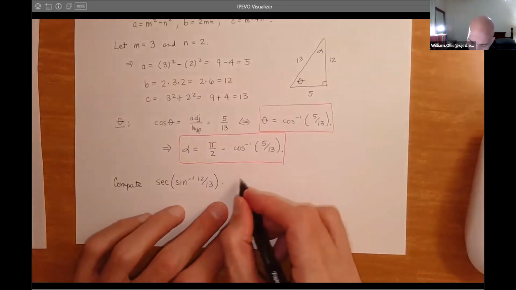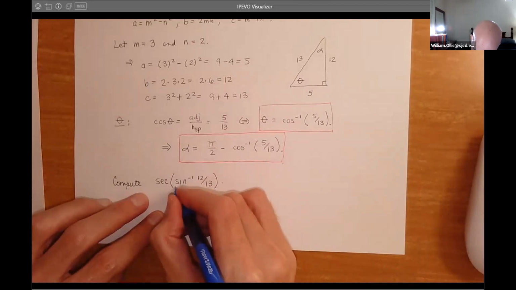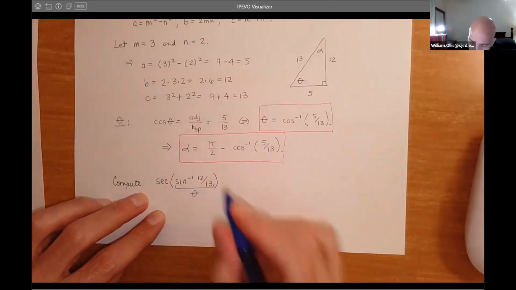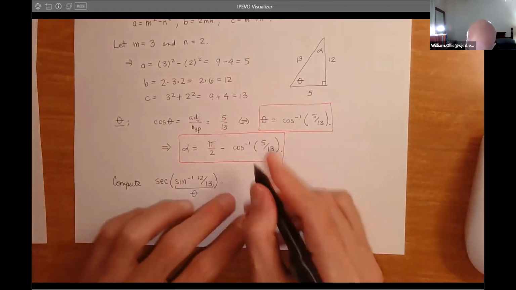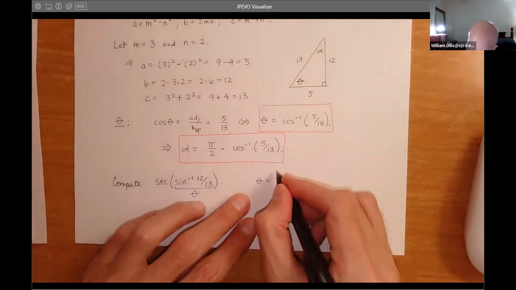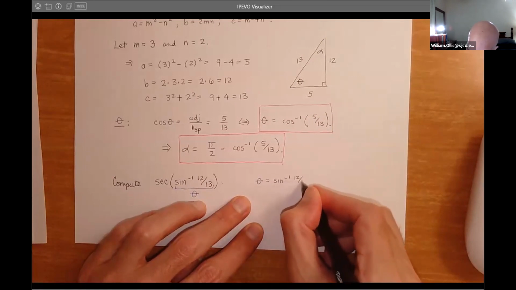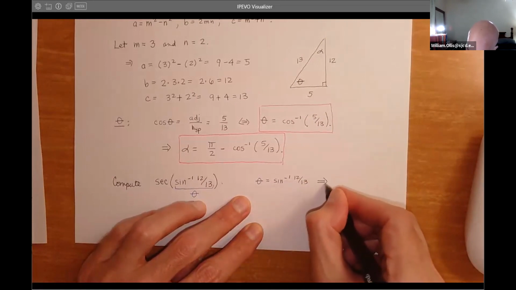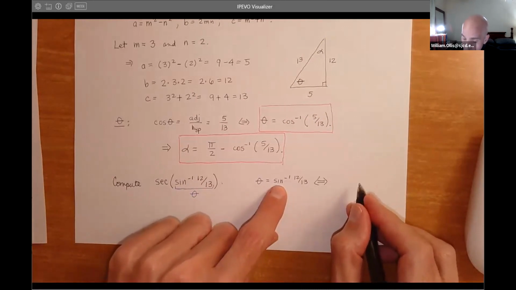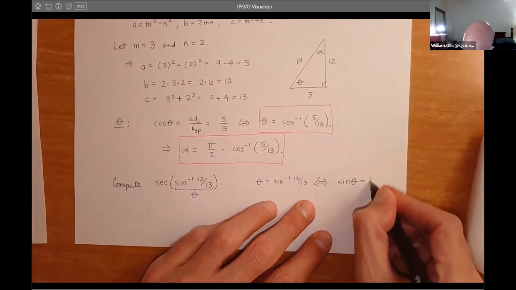Let's just say we're going to make an assignment. So keep the eye on this. We're going to let this be theta for obvious reasons. So theta, I'm just going to take this calculation backwards, will be inverse sine of 12 over 13. But what does that mean? Apply sine to both sides and use the inverse equations to absorb that. So sine theta equals 12 over 13.